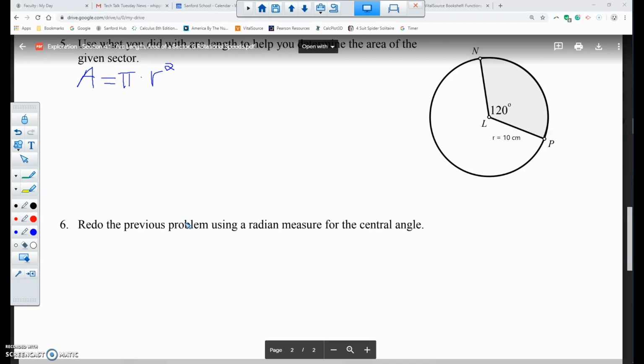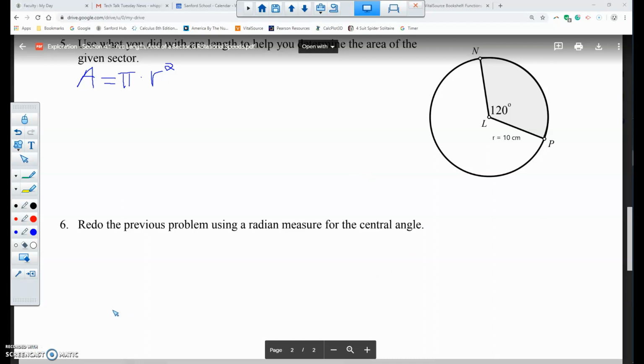Now, when you get done doing this in degrees, number 6 is asking you to redo this problem where instead of using degrees for your angle, you're using radians. So you now know how to change 120 degrees into radians. Once you get that, you basically want to do the same thing, but keep in mind you're in radians. You should know you have the correct answer if you get the same thing for number 6 that you got for number 5.